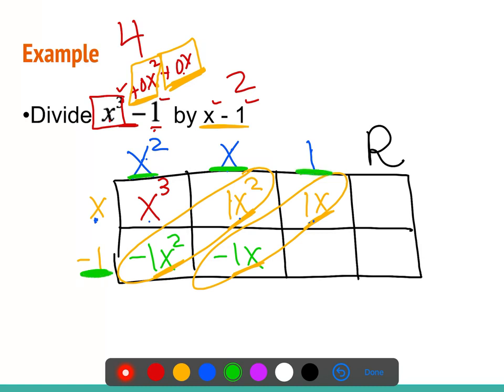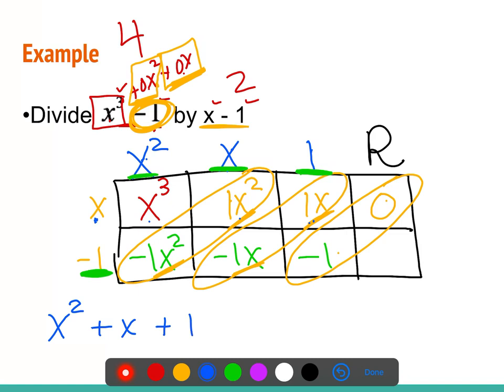What times x is 1x? Well, 1. Because 1 times x is 1x. Then I multiply. 1 times negative 1 is negative 1. And then I figure out what my next number is going to be. I go, what's negative 1 plus what will make negative 1? Well, negative 1 plus 0 makes negative 1. And now that I'm in the R column for remainder, my remainder is 0.